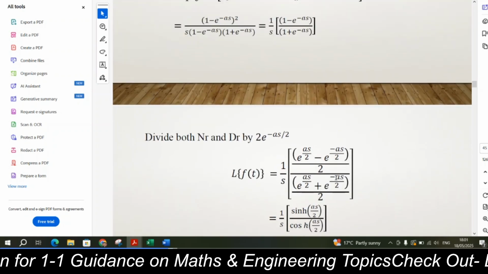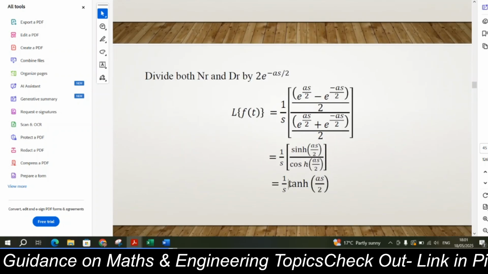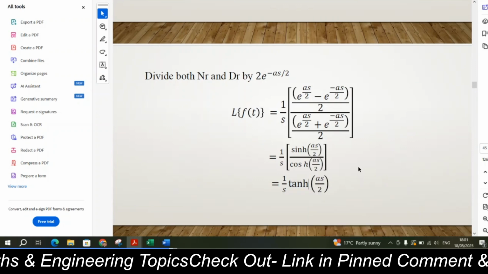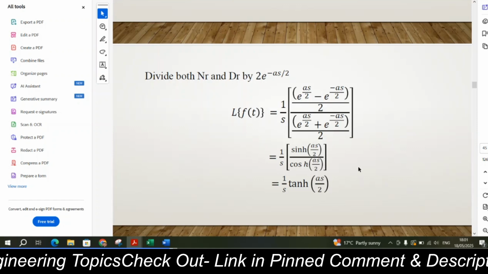They've gone even further, and they have converted it into a hyperbolic tan function.